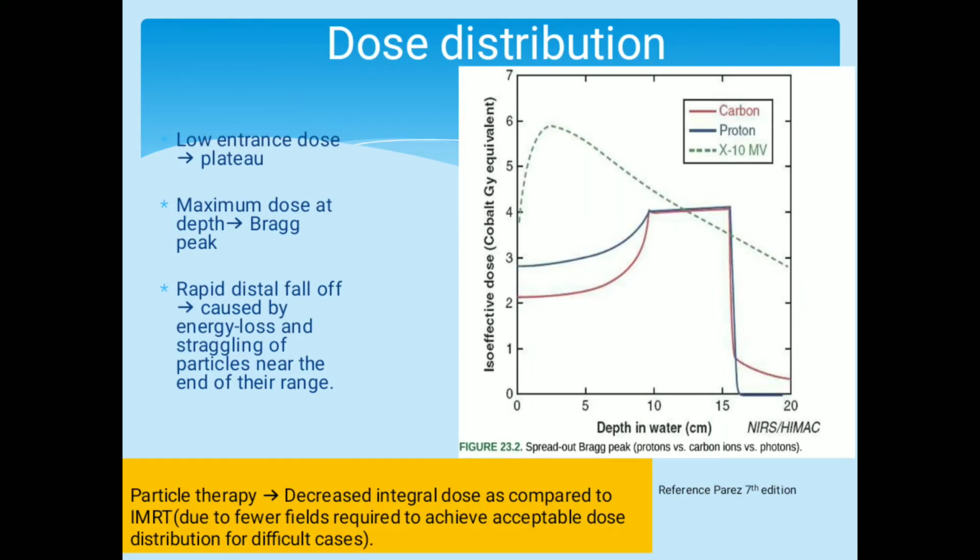Dose distribution. Low entrance dose is called plateau and the maximum dose at depth is called Bragg peak. There is a rapid distal falloff caused by energy loss and straggling of particles near the end of their range.